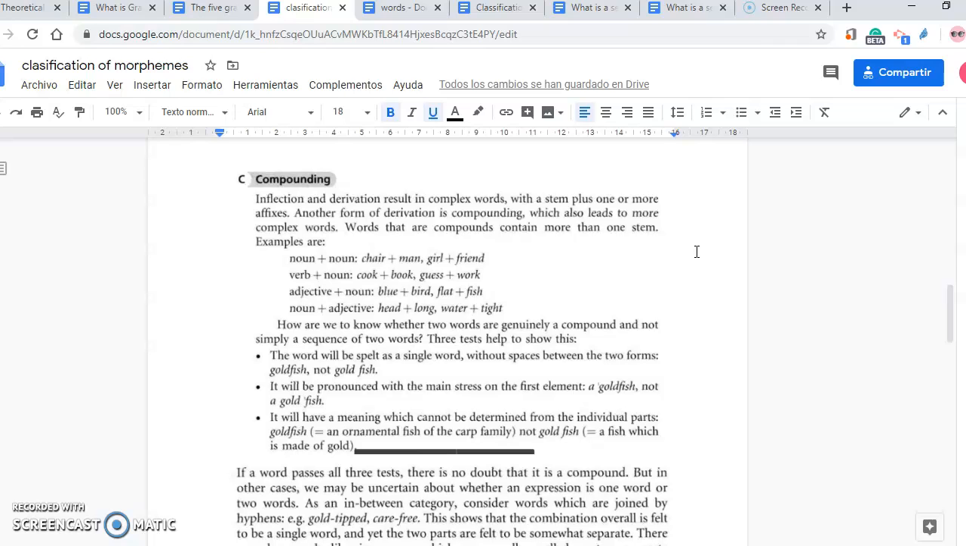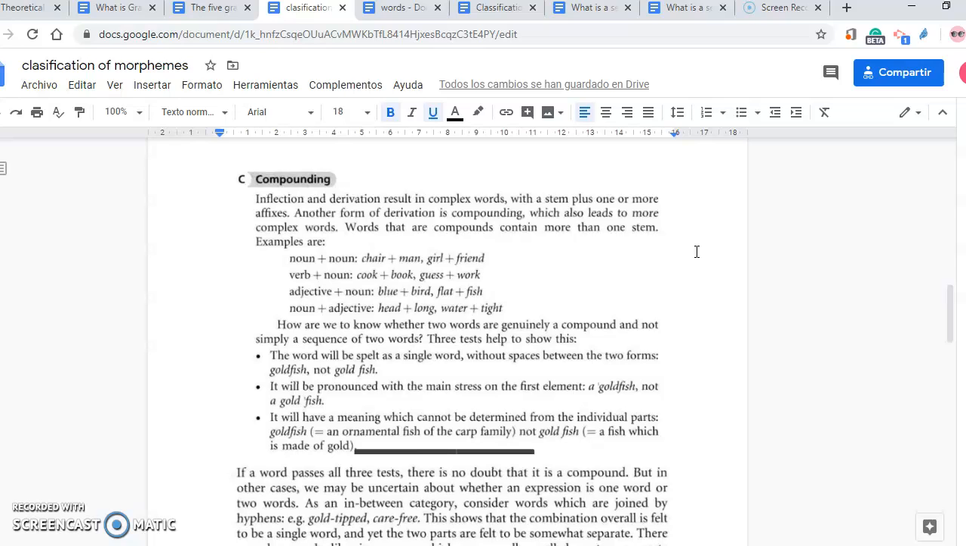Girl plus friend, girlfriend, cookbook, guesswork, bluebird, flatfish, headlong, watertight, sorry. So how are we to know whether two words are genuinely a compound and not simply a sequence of two words? Three tests help to show this.